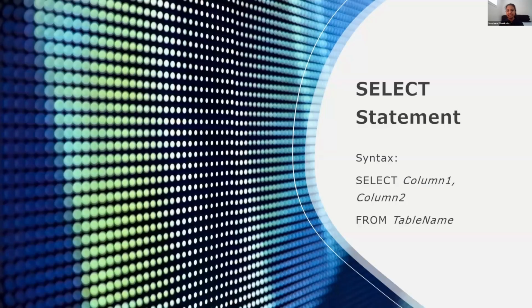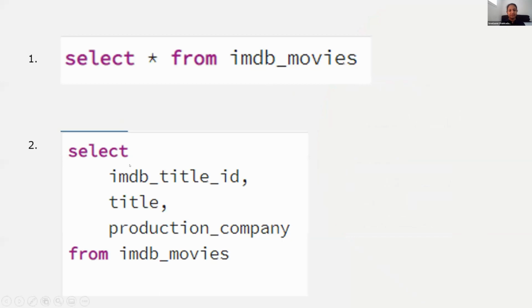This is the SQL statement in its most simple form. Select column 1, column 2 from table name. So that's simple, right? You can select IMDb title ID, column name, title, another column name, production company, another column name from IMDb movies. This is a select query in its simplest form. Or you can use a star when you want to select every possible column from the table.